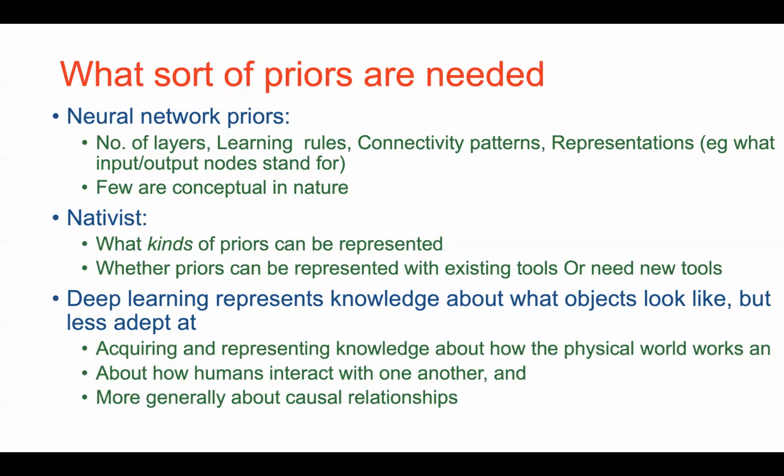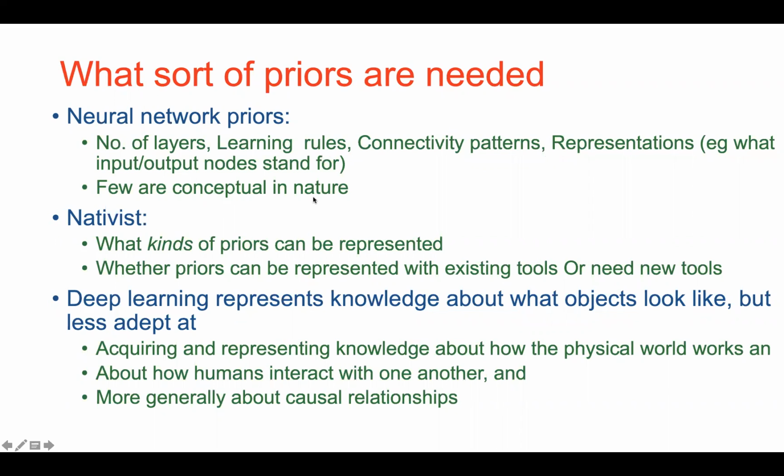So what sort of priors are needed? If you buy that, that's what we want to do. So a neural network prior, like a neural network, we already said a number of layers, learning rules. That is, we are using things like the derivative of the loss function to do gradient descent. That's a learning rule. Connectivity patterns in the network, representation, for example, what input and output nodes stand for, how you encode the input, how the output is encoded.